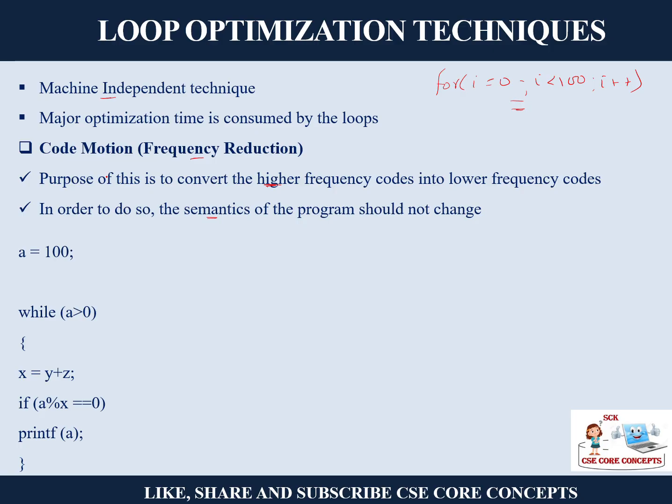I have written one program where I have a variable a, and I have initialized its value to 100. Now I am executing a loop where I say while a is greater than 0, x is equal to y plus z. So I am computing the value of x. Then I say if a modulo x is equal to 0, then I will print the value of a.